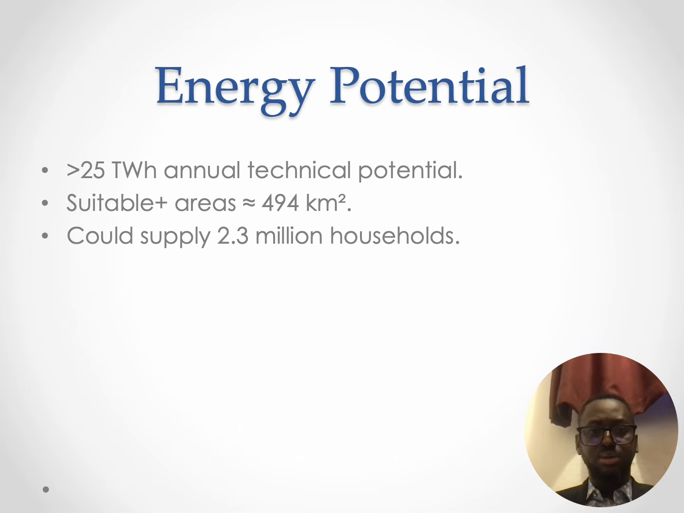Energy potential. The study estimates that Maricopa County has an annual technical solar energy potential exceeding 25 terawatt-hours. We are talking about a very large amount of usable energy. Now, when we combine all the land classified as suitable and most suitable, we get an area of about 494 square kilometers. If this land is fully utilized for solar power, it could produce enough electricity to support around 2.3 million households. This is a huge number, and it shows the incredible potential that Arizona has for solar development.